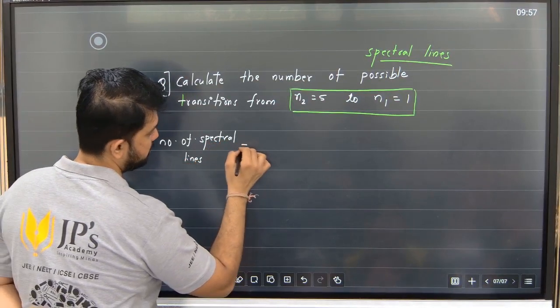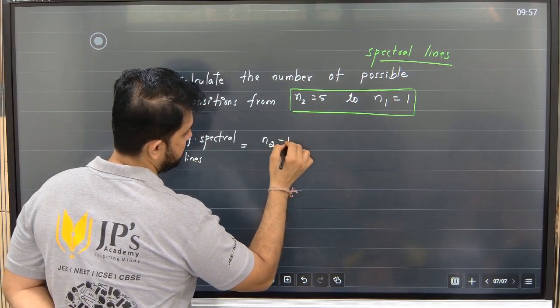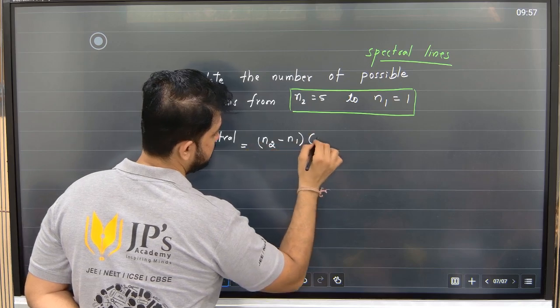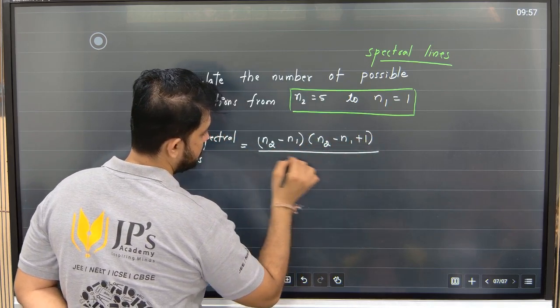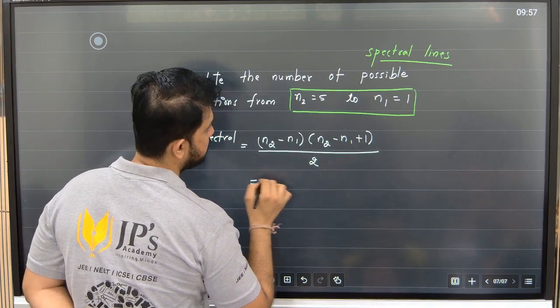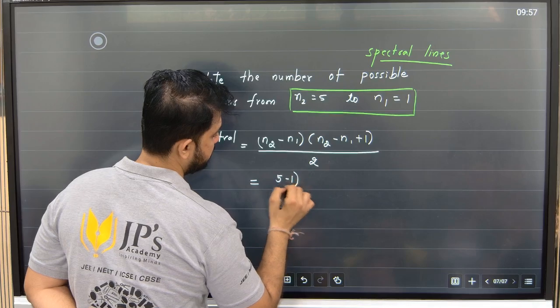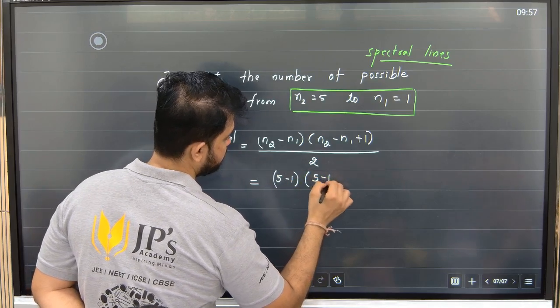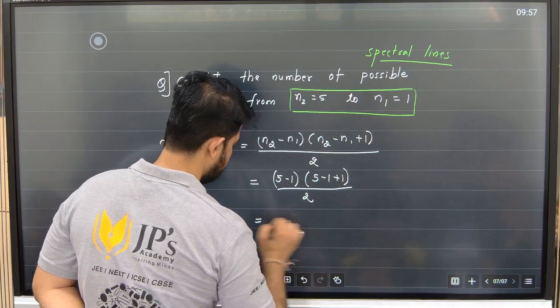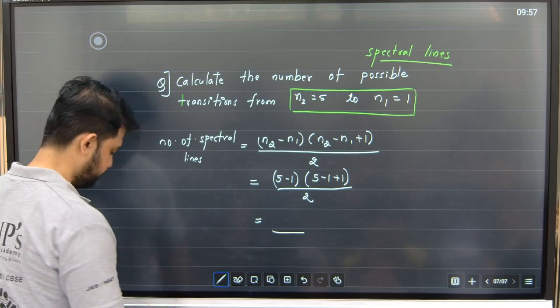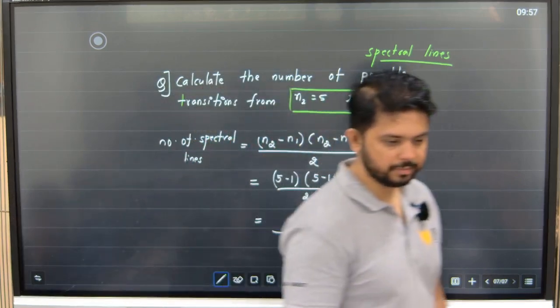What's the formula for number of spectral lines? (n2 minus n1) into (n2 minus n1 plus 1) over 2. So this is (5 minus 1) into (5 minus 1 plus 1) upon 2. I think you people can do this easily. Quickly do this for me.